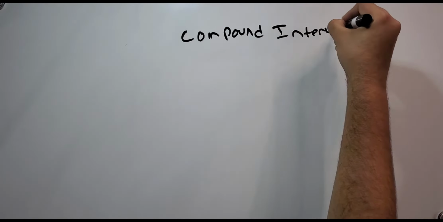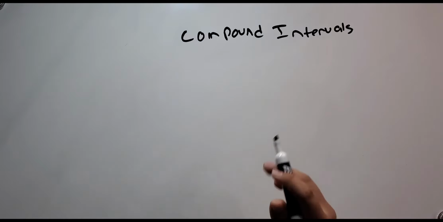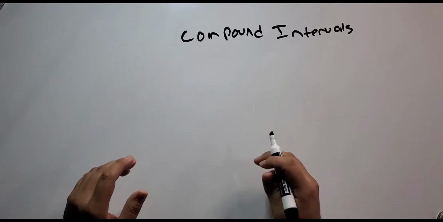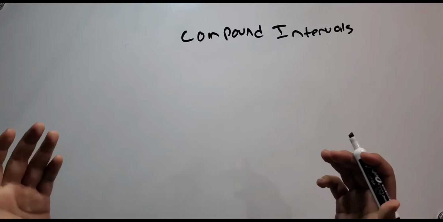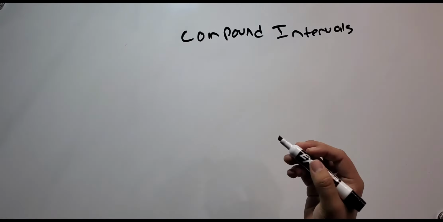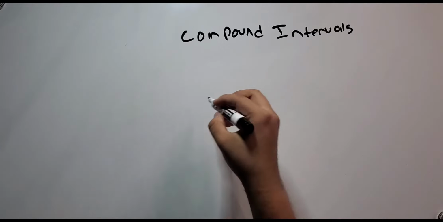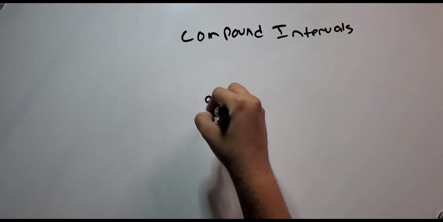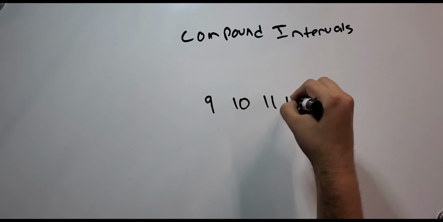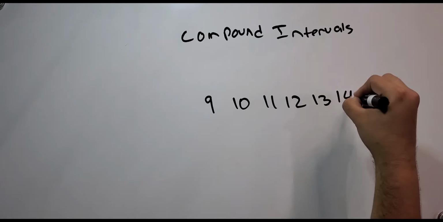Today we're going to be talking about compound intervals. Okay? Now, compound intervals are more commonly used in music forms like jazz. Not really classical, but you will encounter them. So just so we know what compound intervals are, those are the intervals that go above the octave. So intervals like the 9th, 10th, 11th, 12th, 13th, and 14th.